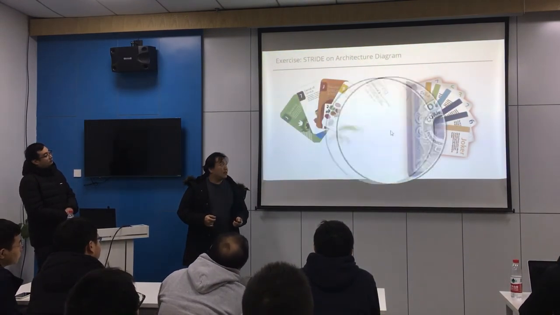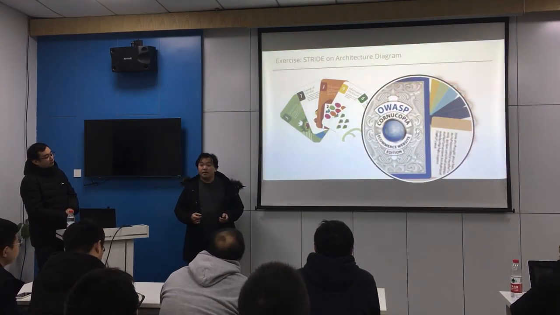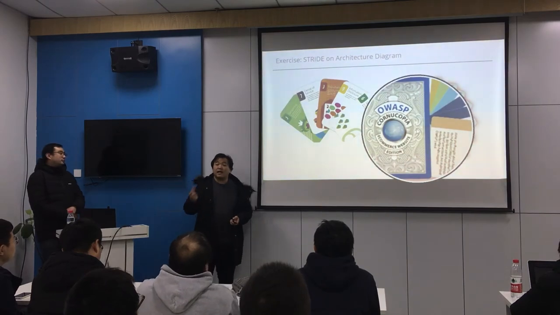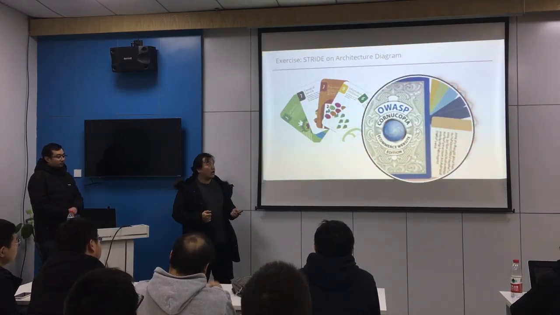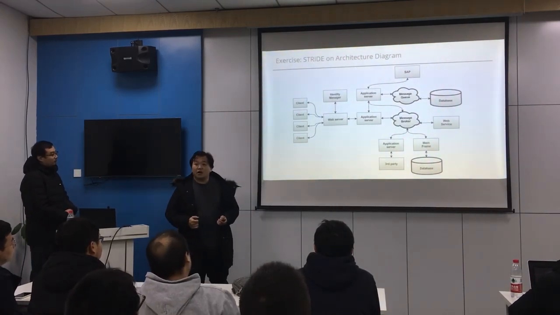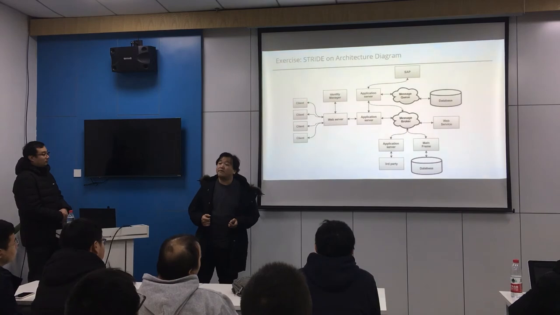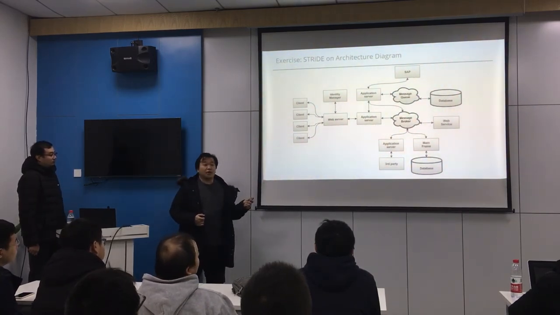The right-hand side is from OWASP. It's called the Cornucopia card game. You can choose either one, but if you have access to this, then you can play the card game to run the threat model exercise. The way you do it is first you need to draw an architecture diagram or a data flow diagram of your application. This is just an example and it's quite common.